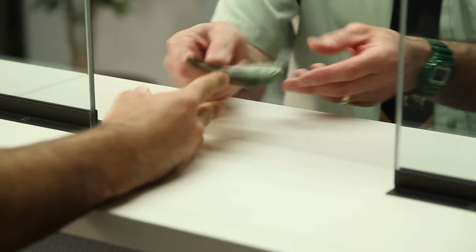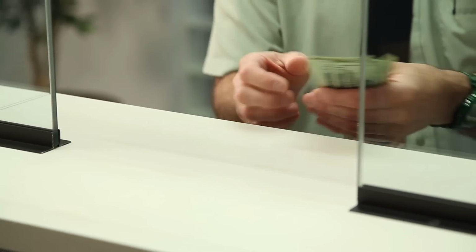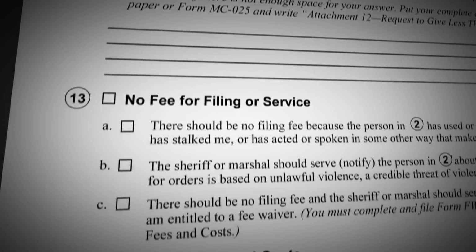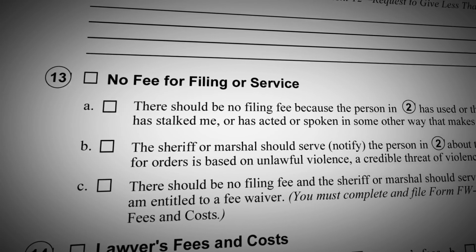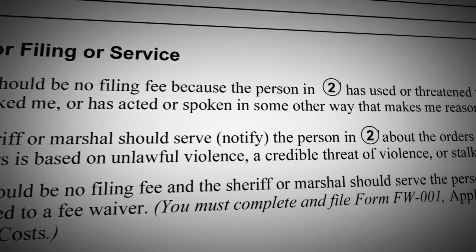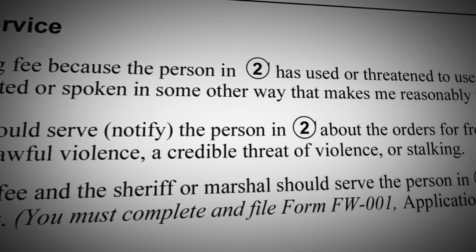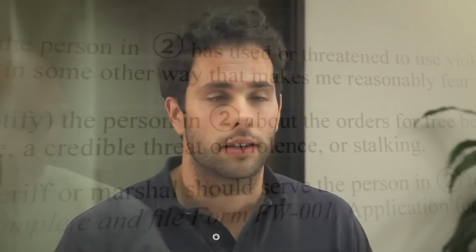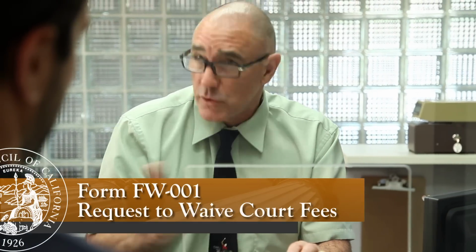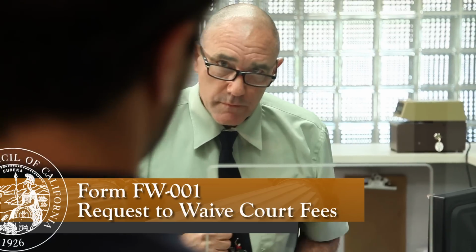You may have to pay a court fee to file the forms, but you do not need to pay a filing fee if the protected person said he or she was requesting restraining orders because you committed or threatened violence against him or her, stalked him or her, or acted or spoke in another way that made him or her reasonably fear violence. If the protected person requested restraining orders for another reason and you cannot afford to pay the fee, you can file Form FW001, Request to Waive Court Fees.